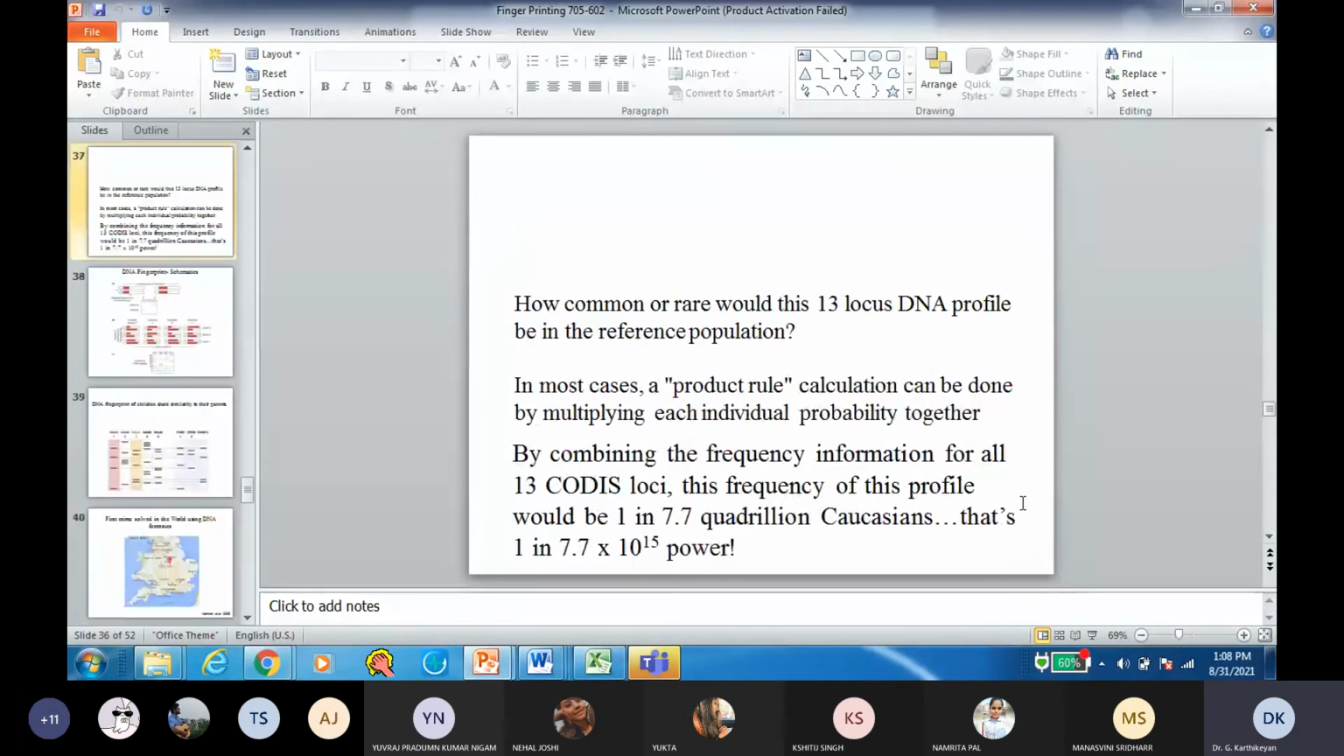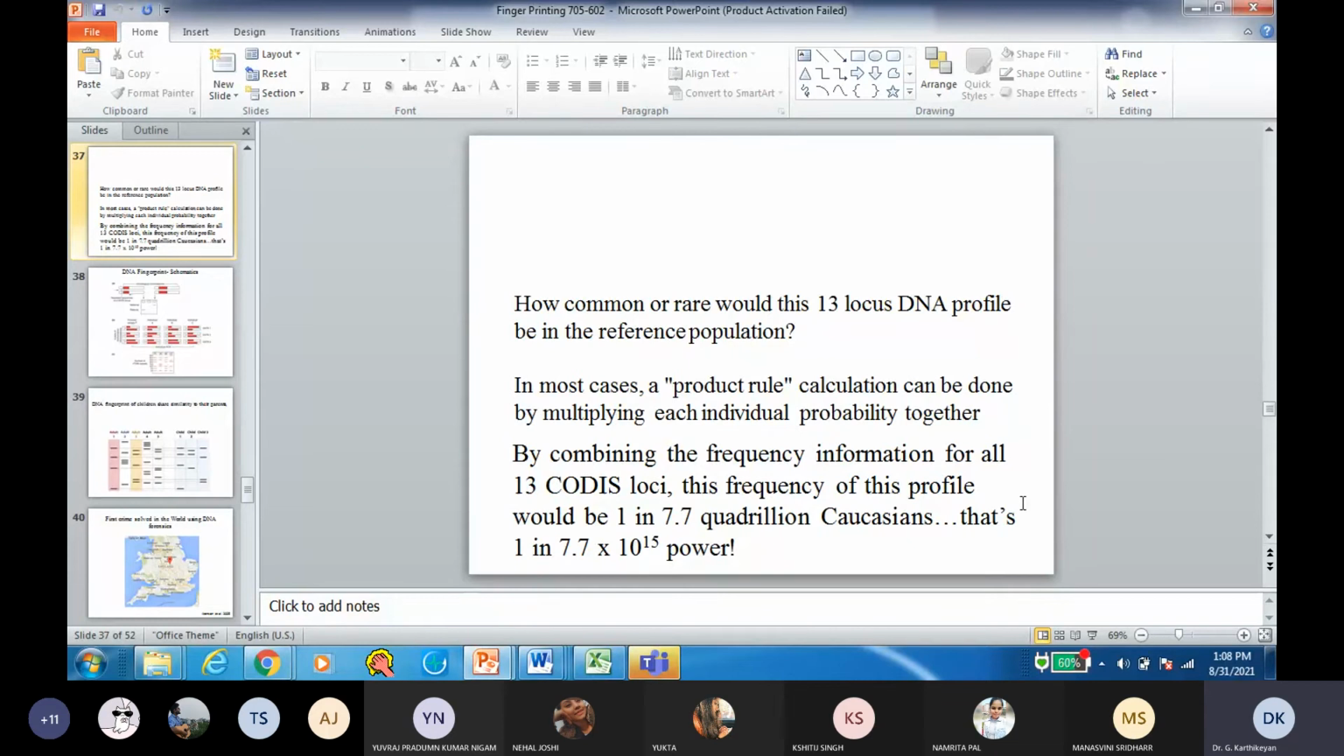So how common or rare would this 13 locus DNA profile be in a reference population? In most cases, by what is called the product rule, the calculation can be done by multiplying each individual probability together. By combining the frequency information for all the 13 CODIS loci, the frequency of this profile would be 1 in 7.7 quadrillion, almost 1 in 7.7 times 10 to the power 15. We still don't have that many people in the world.